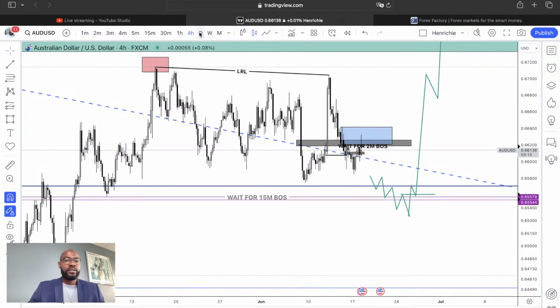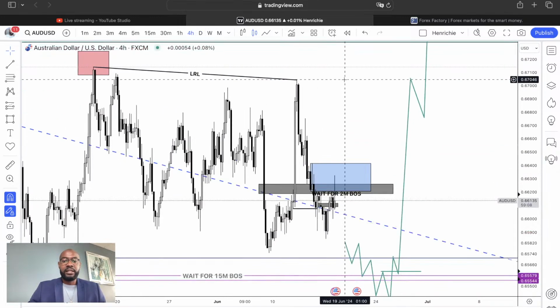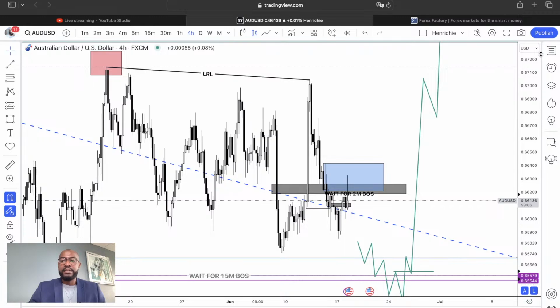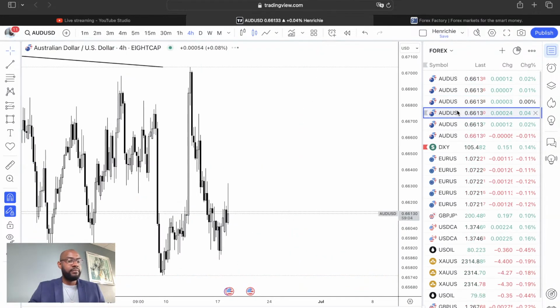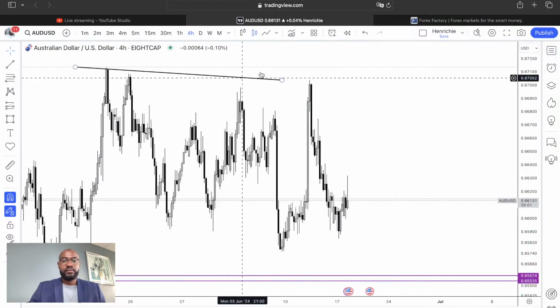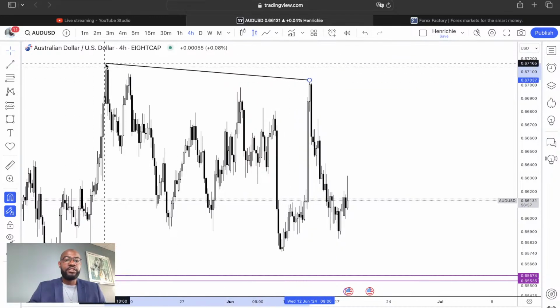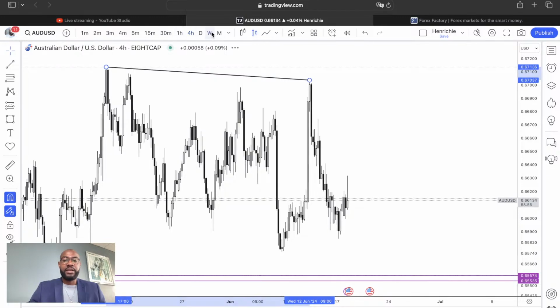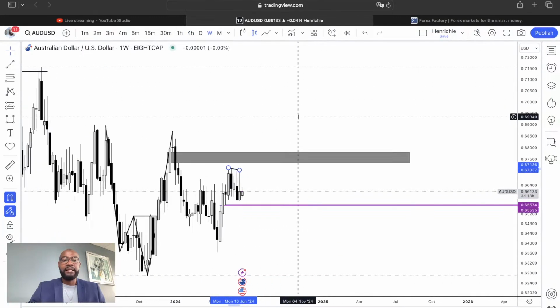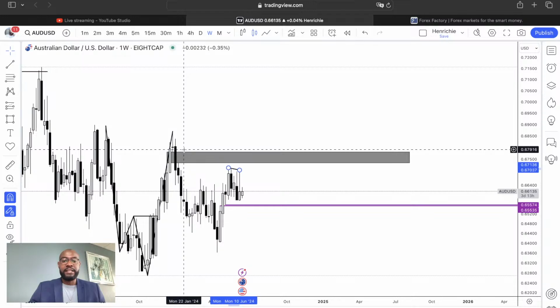So in this live stream, we're going to start by talking about our analysis on Aussie dollar and what we're anticipating to see in the marketplace. So the first thing to look at is, let's use a fresh chart here. Overall, we still remain bullish on Aussie dollar in anticipation for a continuous move to the upside. I still want to see Aussie dollar visit this key level.